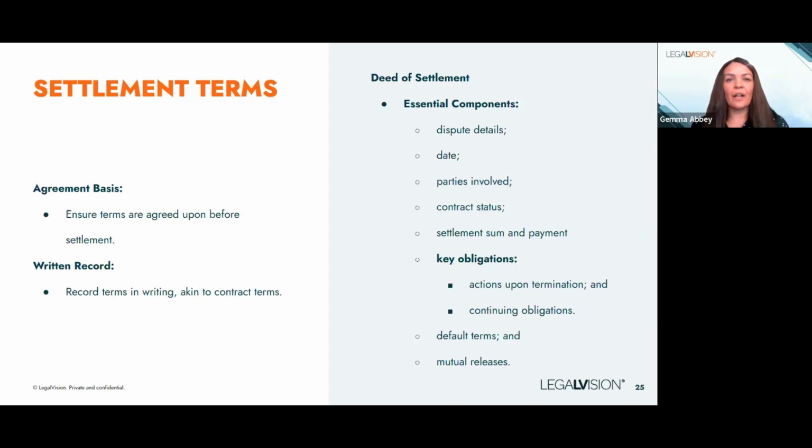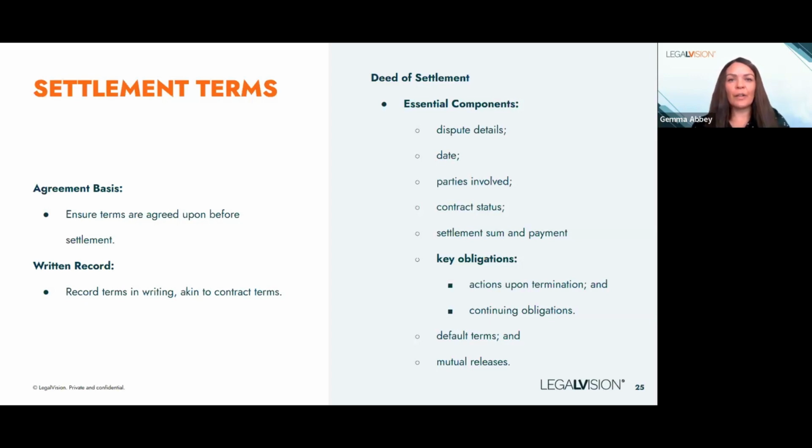The deed should specify whether the contract is terminated or varied. There should be details of any settlement sum or method of payment in there. Key obligations should be included, so clearly spell out what each party has to do to comply with the deed. It might include actions upon termination, which would be the return of equipment or products or IP, and any continuing obligations, so any restraints post-termination, confidentiality, non-disparagement, that sort of thing.